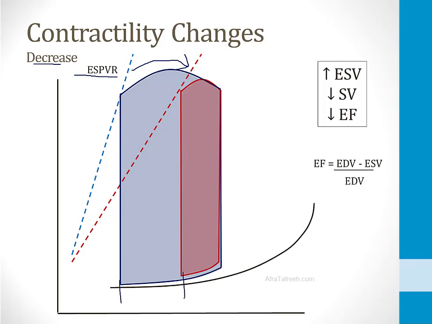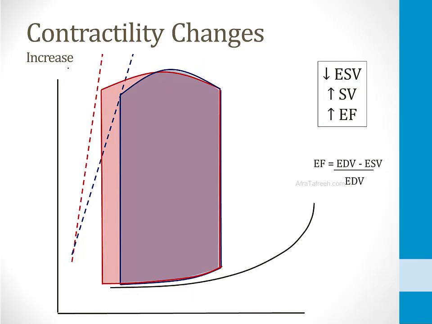So in other words, the end systolic volume goes up significantly when there's a fall in contractility, and that should make sense to you. When there's less contractility, less blood is pushed out of the ventricle. Therefore, there is more left at the end of systole. Therefore, there is a rise in the end systolic volume when there's a fall in contractility. Because the end systolic volume goes up, the stroke volume goes down, and it's very easy to see that the red curve is narrower than the blue curve, and the fall in stroke volume makes the ejection fraction lower.